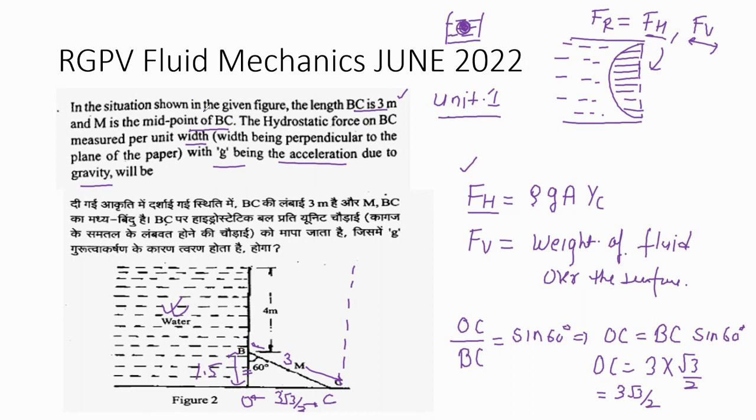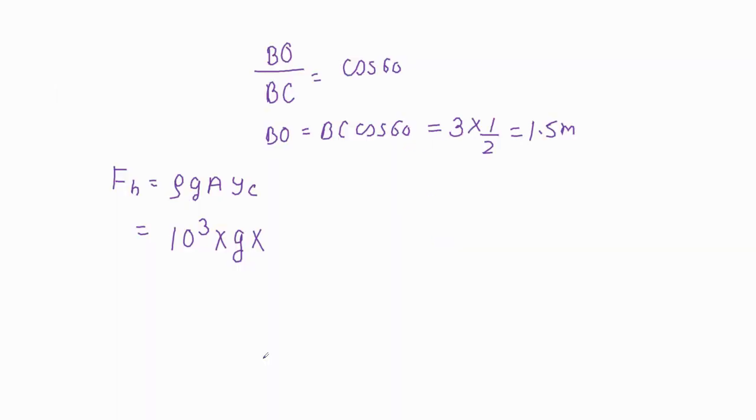They have given the width of the plate per unit width. This figure is actually in this direction. This looks like somewhat looks like this. Okay, this is how it looks. So they have given the width as 1. It is given, it is per unit width. Okay, so width is 1. So what is the area of this surface? Area of this surface is 1.5 cross 1.